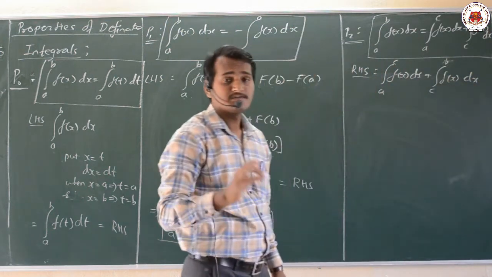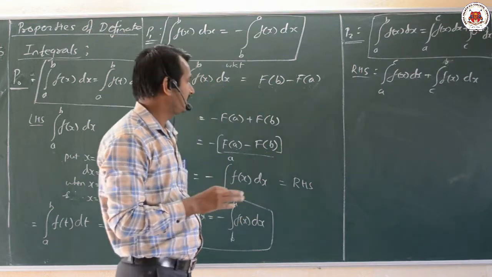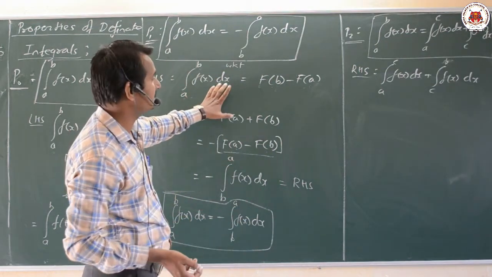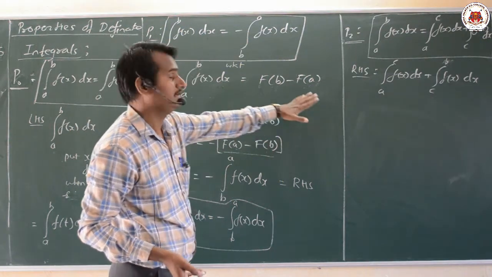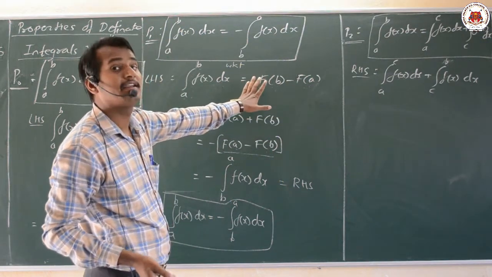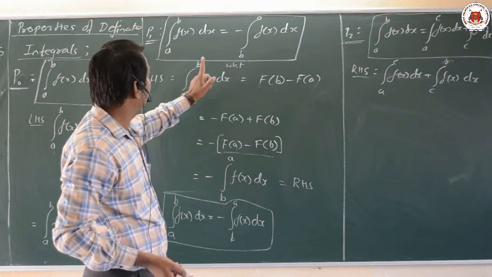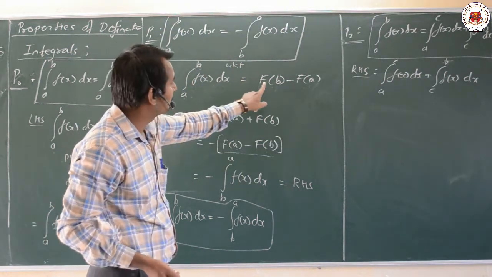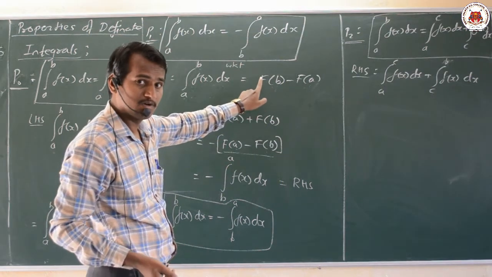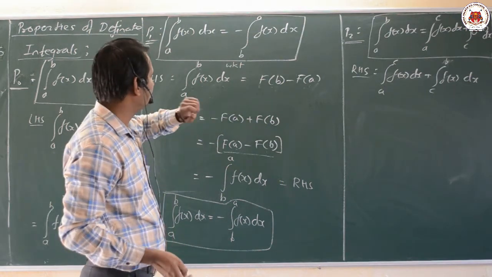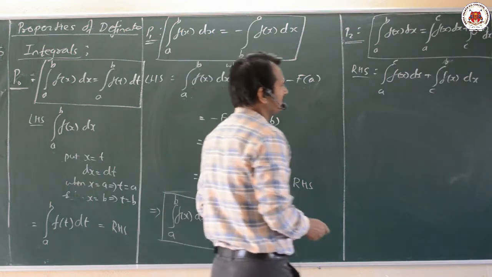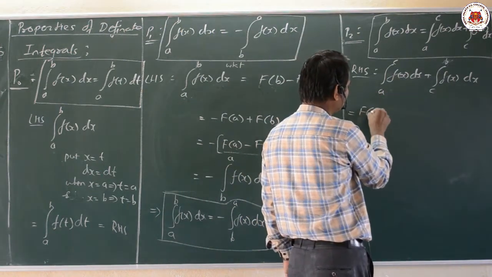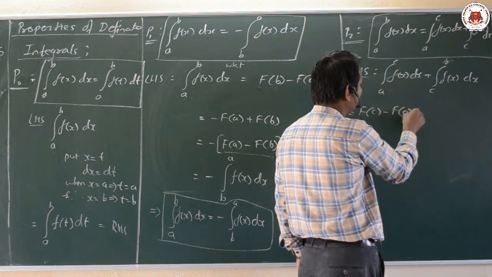Now we shall make use of the second fundamental theorem here. What is the second fundamental theorem of calculus? Integral from a to b f of x dx means F of b minus F of a. Capital letter F of x means the integral function, what function we get after integration. Now you can substitute the values, which is equal to, according to the formula, F of c minus F of a.